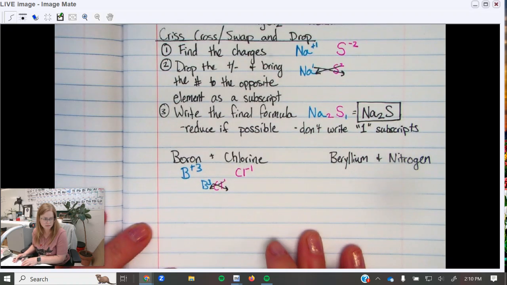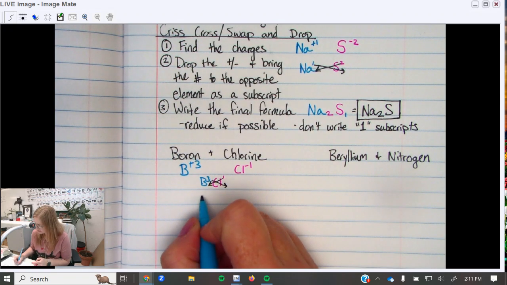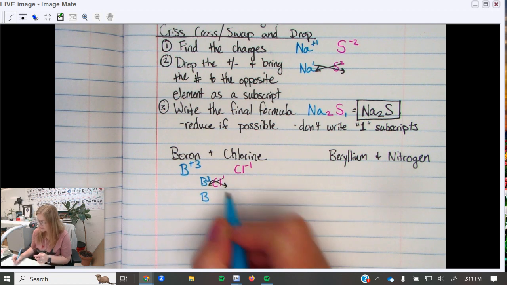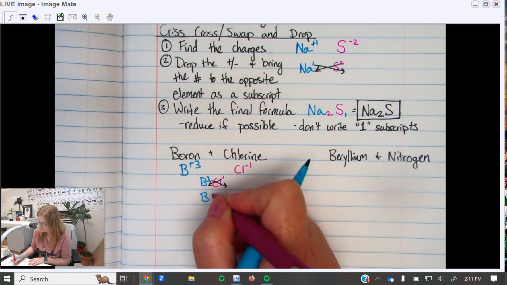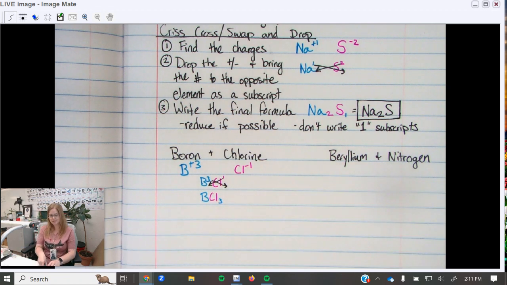Oop, you can't see that. So I end up with B, I'm not going to write the 1, Cl3. I like to do these with colors just so you can see where things came from originally.